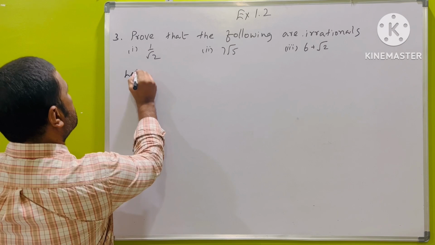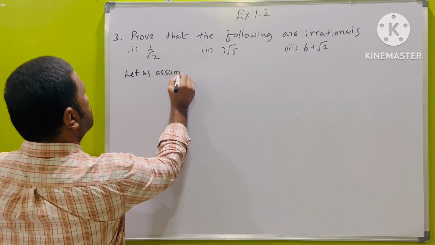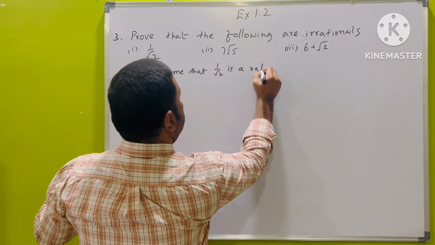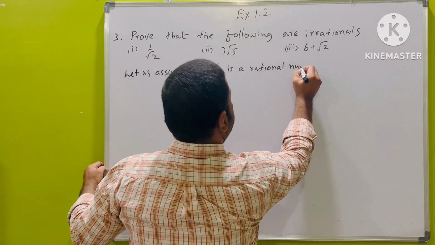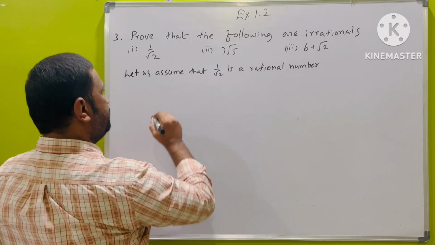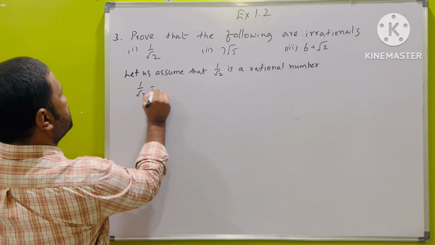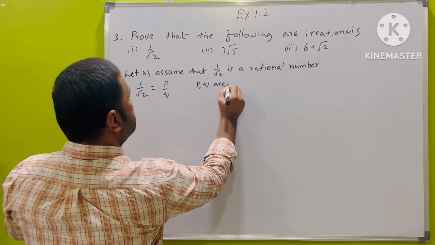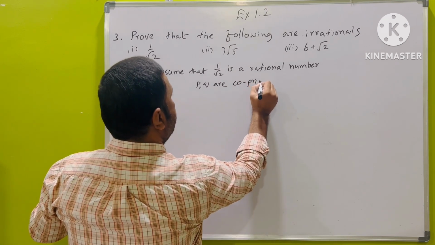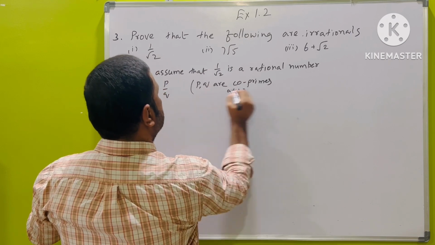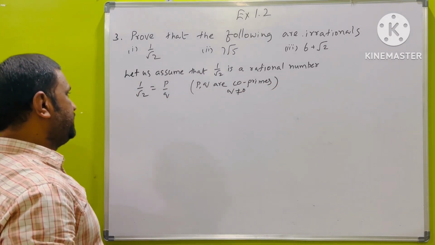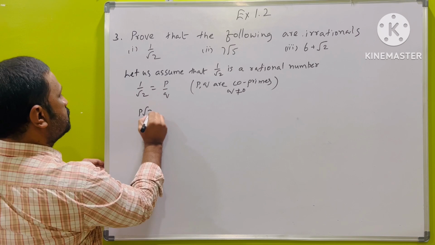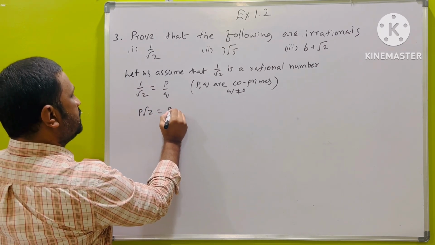Let us assume that 1 by root 2 is a rational number. Then we can write 1 by root 2 is equal to p by q, where p and q are integers and co-primes, q not equal to 0. I will do the cross multiplication: p root 2 is equal to 1 into q, that is q.